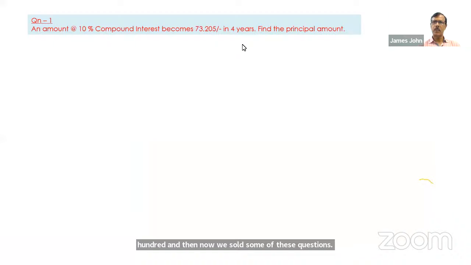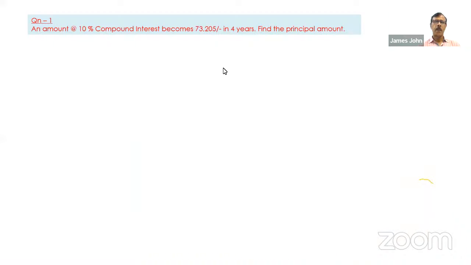Can I delete this? Okay. Look at the first question. An amount at 10% compound interest becomes 73,205 in 4 years. Find the principal amount. This is a question.